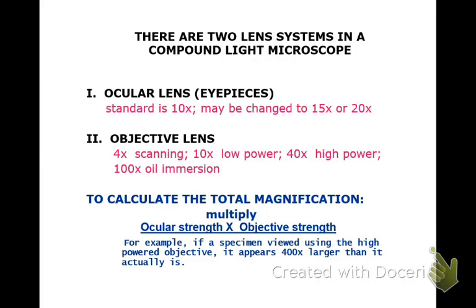Okay, so we did this in lab. To calculate the total magnification, it's the ocular, which is normally 10, but can be 15 or 20, times the objective. And remember, we went over in class, you want to know that scanning is 4, like you want to know the word and the number. Low power is 10x. 40x is high power. And then 100 is that oil. So when you're looking at, let's say, low power, your total magnification is 10 times 10, which would be 100. You're looking at it times 100.